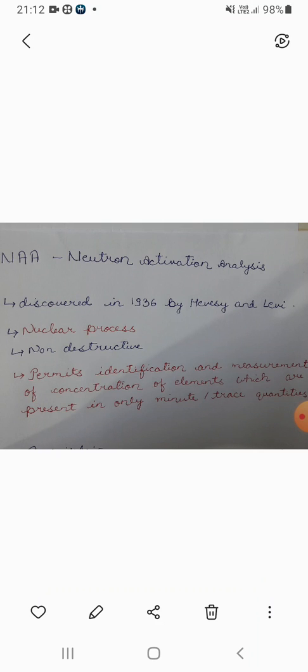Today we are going to discuss NAA, that is Neutron Activation Analysis. So what is NAA? It is an analytical technique for the qualitative and quantitative analysis of trace elements. It is used for measuring the concentration of elements even in trace amounts. NAA was discovered in 1936 by two scientists, Hevesi and Levy.